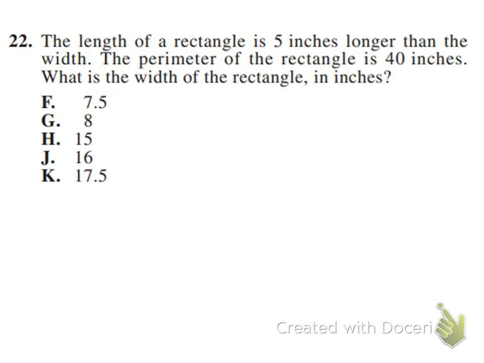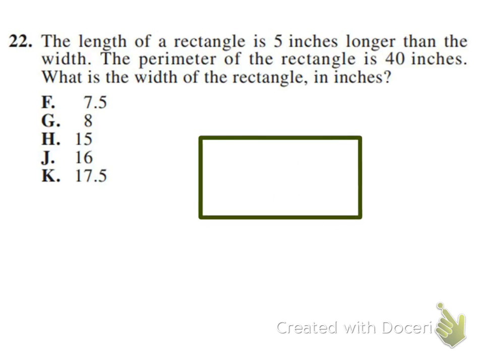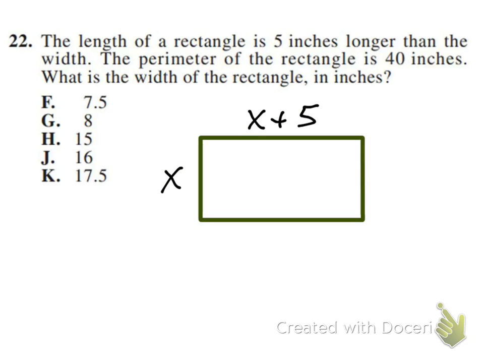All right. Number 22. The length of a rectangle is 5 inches longer than it is wide. The perimeter is 40. So here's x. Here's x plus 5. The length is 5 inches longer than the width. So if one is x, the other is x plus 5, or w plus 5.